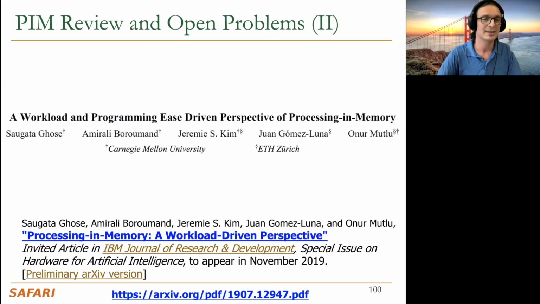or watch the longer talks that I mentioned. And there are other review papers that we have written that focus on different aspects of processing in memory. This was, for example, published in IBM Journal of Research and Development in their special issue for hardware for artificial intelligence. It's already appeared, actually. It's this stale wording over here. But you can also take a look at these other papers.